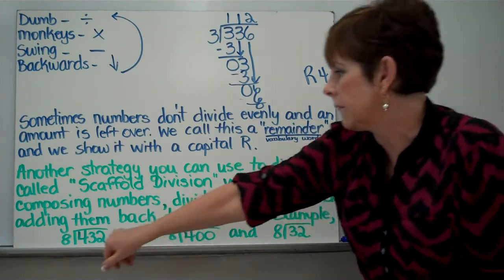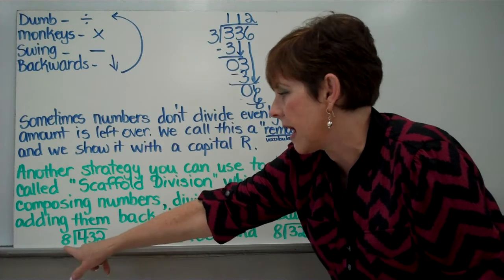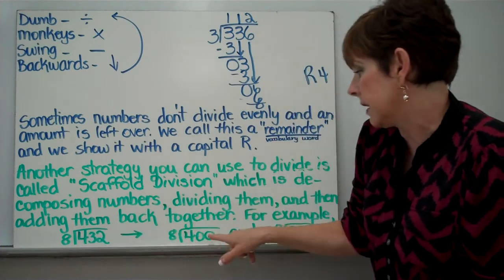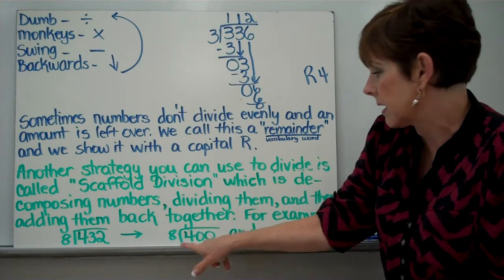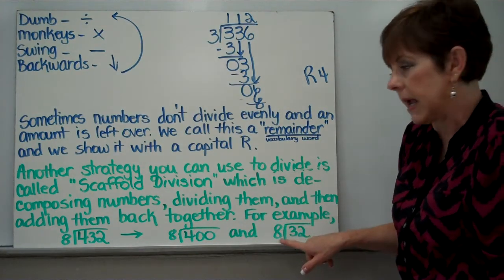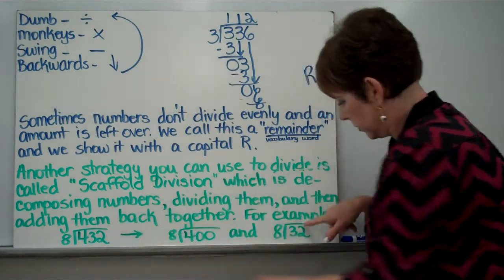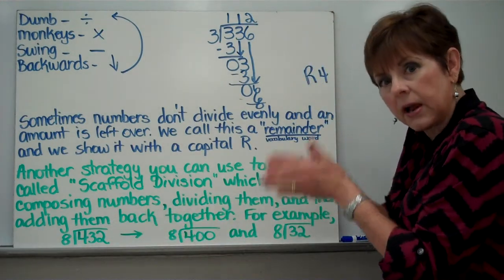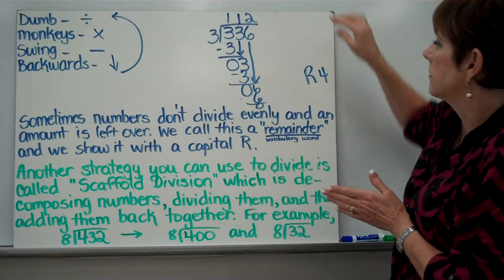For example, if you had 432 divided by 8, you could think of this as 400 divided by 8 and 32 divided by 8. And then you would add those two quotients together, and that would be your final quotient.